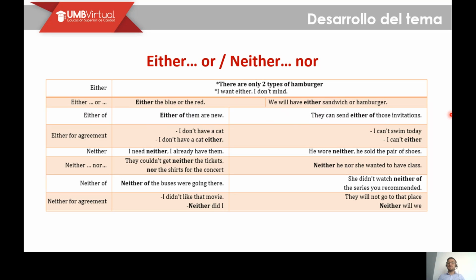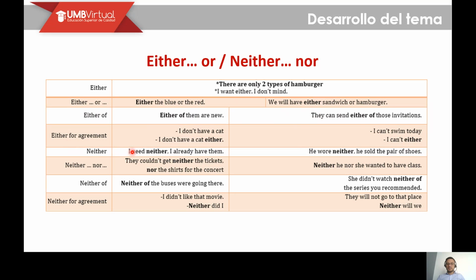Either for agreement. Ah, esto también es muy bueno. Si tenemos que expresar que estoy de acuerdo con algo, I don't have a cat, I don't have a cat either. Yes. Si estoy de acuerdo en una forma negativa o en una forma positiva. ¿Listo? Por ejemplo, si aquí dijera I can swim today, podríamos decir so can I, pero este es negativo, I can't either. ¿Listo? Yo tampoco puedo.